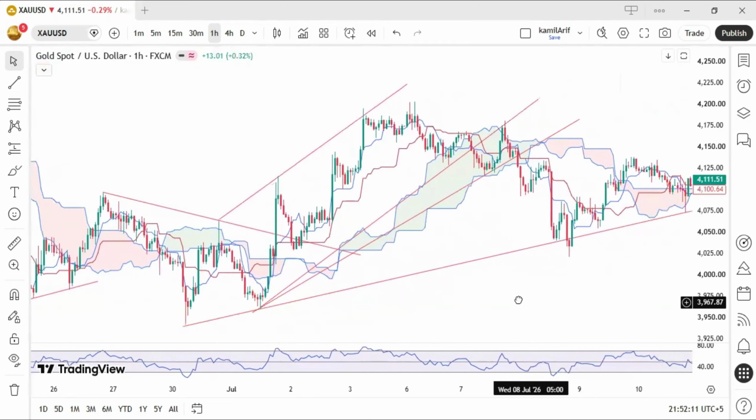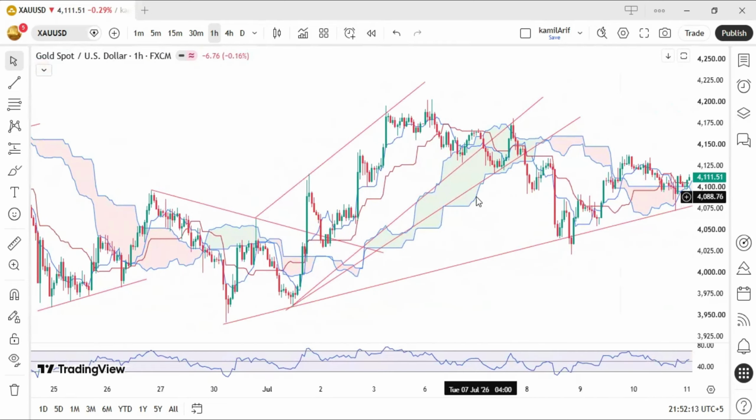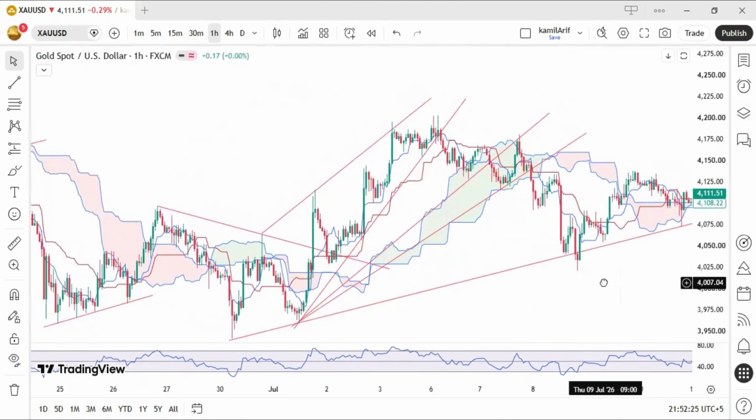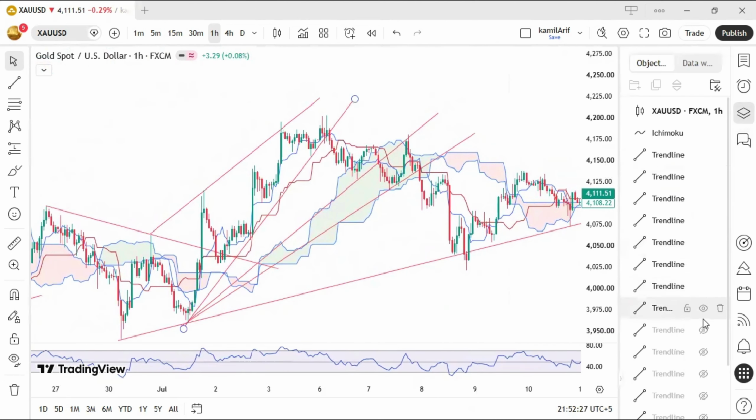Of course, you can add your own system to it, just the way I mostly, not always, use horizontal levels, I use the Ichimoku cloud, I use the RSI as well to make sure that I am on the right side of the fence in terms of making a good, decent trade.